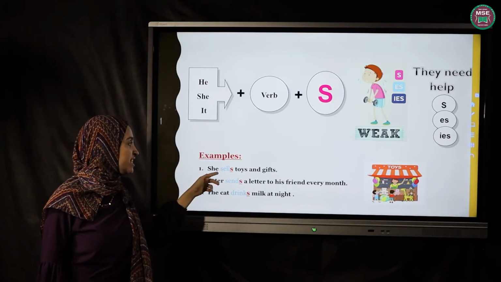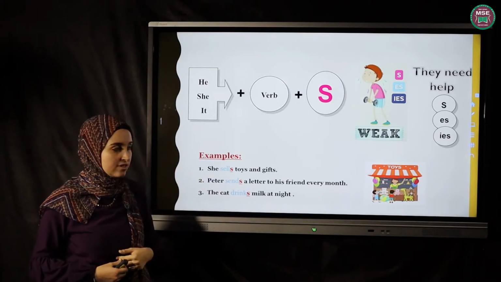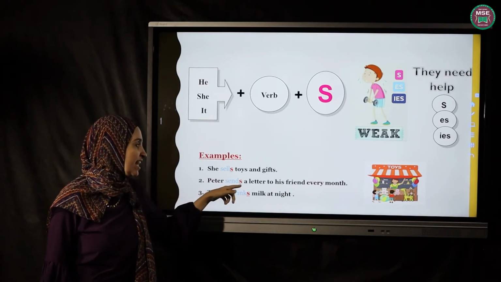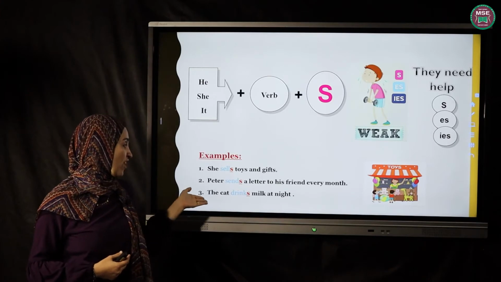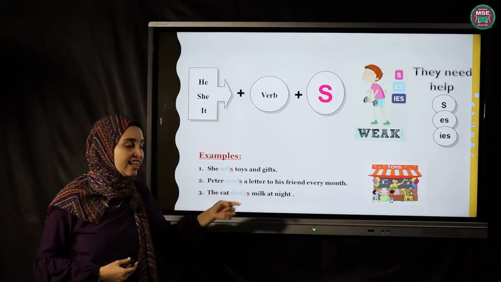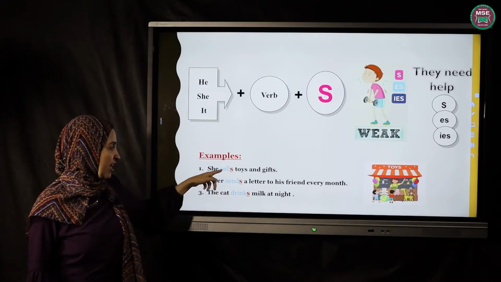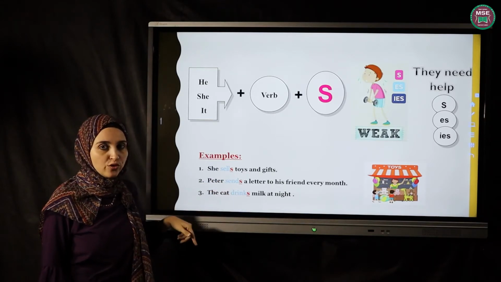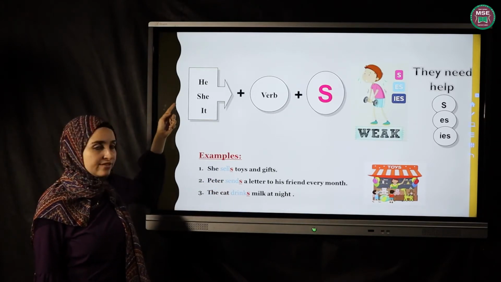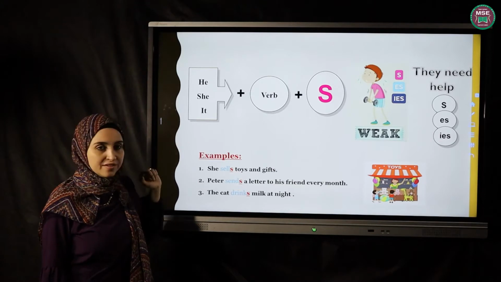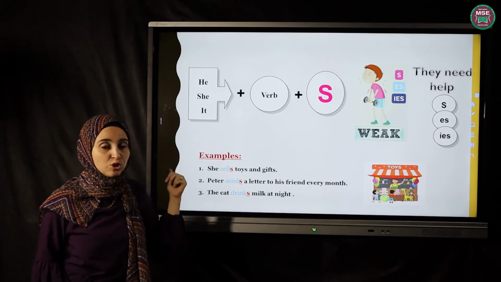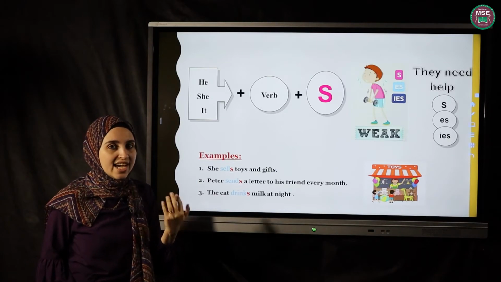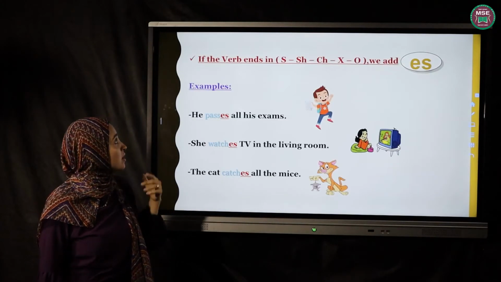Like here, she sells toys and gifts. Peter sends a letter to his friend every month. The cat drinks milk at night. I added s at the ending of the verb. Why? Because I have he, she, or it. I add s, es, or ies, and we will know together now when I add es and ies.